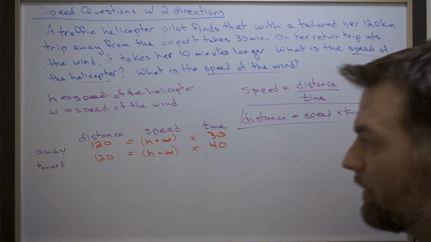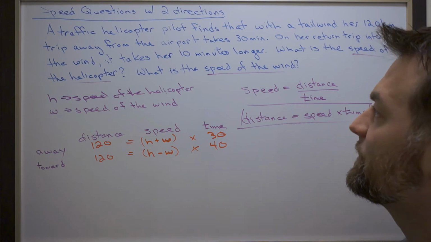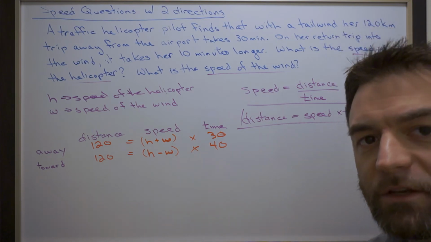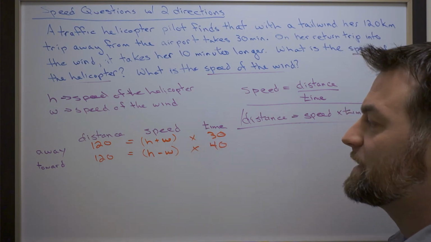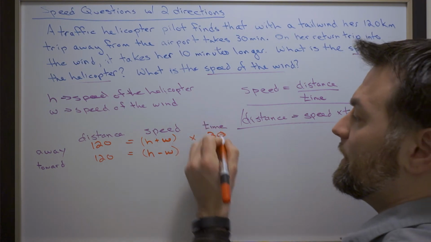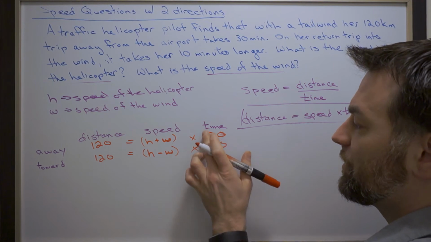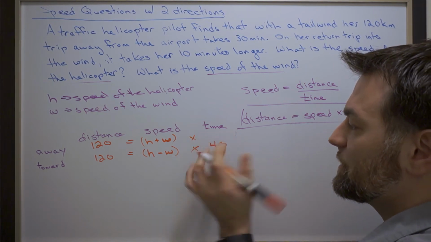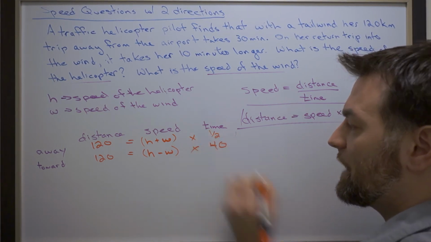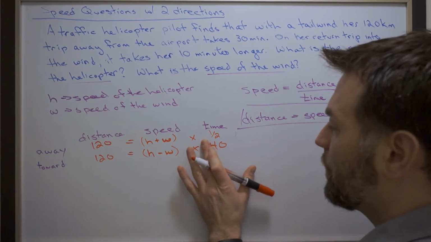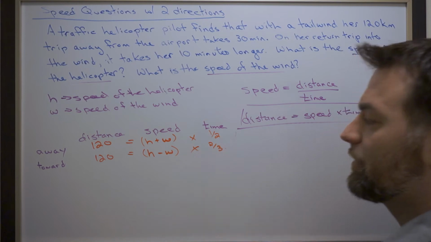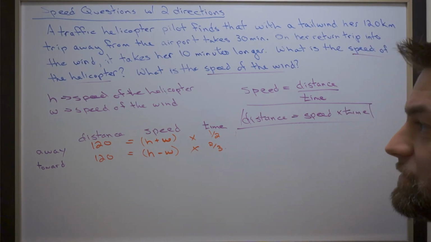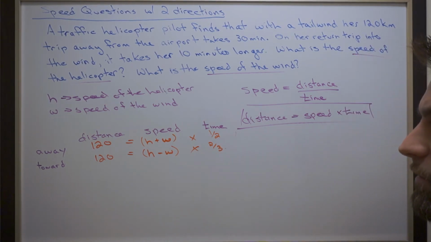Now, important to note, we're given time in minutes. When we calculate speed, we tend to use kilometers per hour. So we're actually going to tweak our times here and make them into portions of an hour. So 30, I'm going to change to half an hour, and 40, I'm going to change into 2/3 of an hour. And I should just redo this at that point.